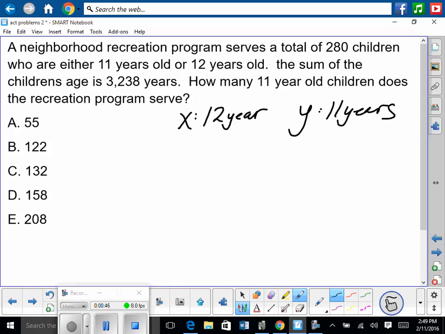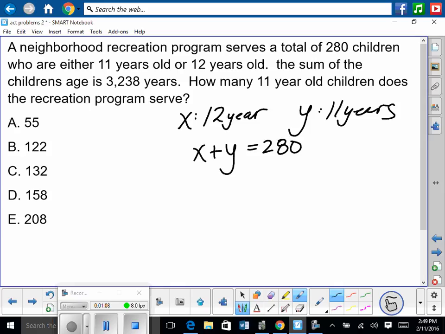So it says the neighborhood recreation program serves a total of 280 children. So if we have this many children plus this many children, it equals 280, right? So x plus y will equal 280. And it says the sum of the children's ages is 3,238 years old.